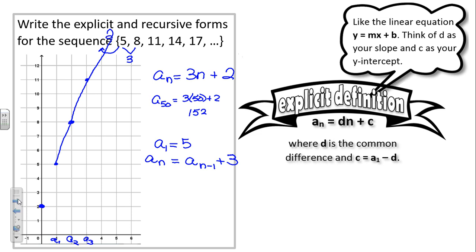So if I want the second term, slip a little 2 in for n, then the second term would be the same as the first term plus 3. And the third term would be the second term plus 3. And the fourth term would be the third term plus 3.